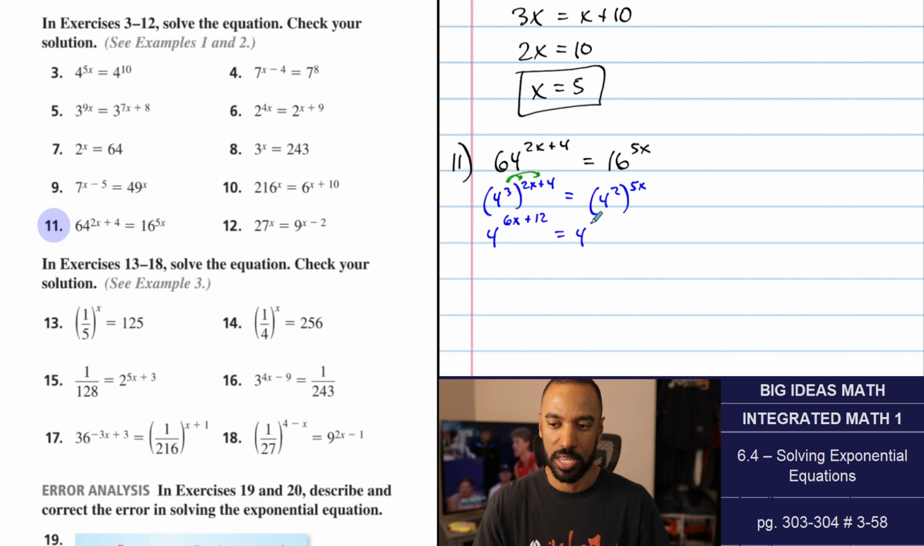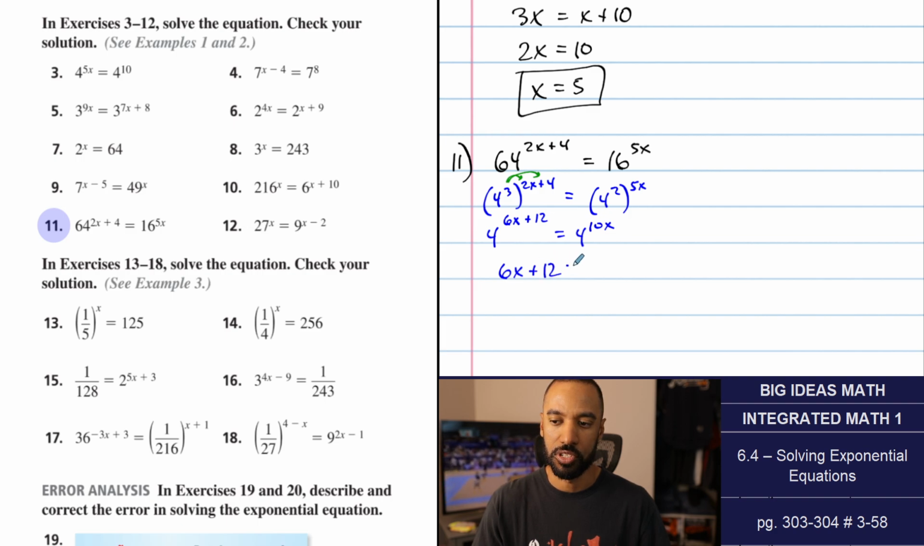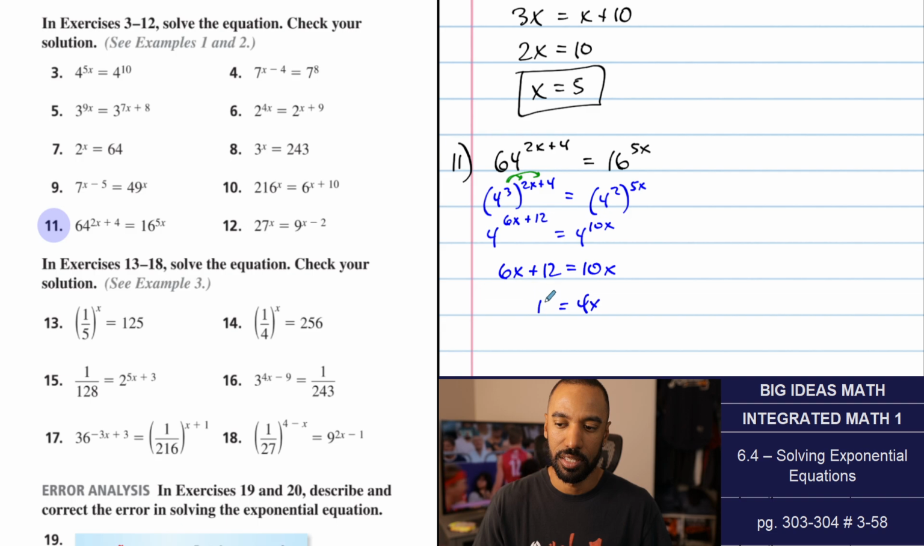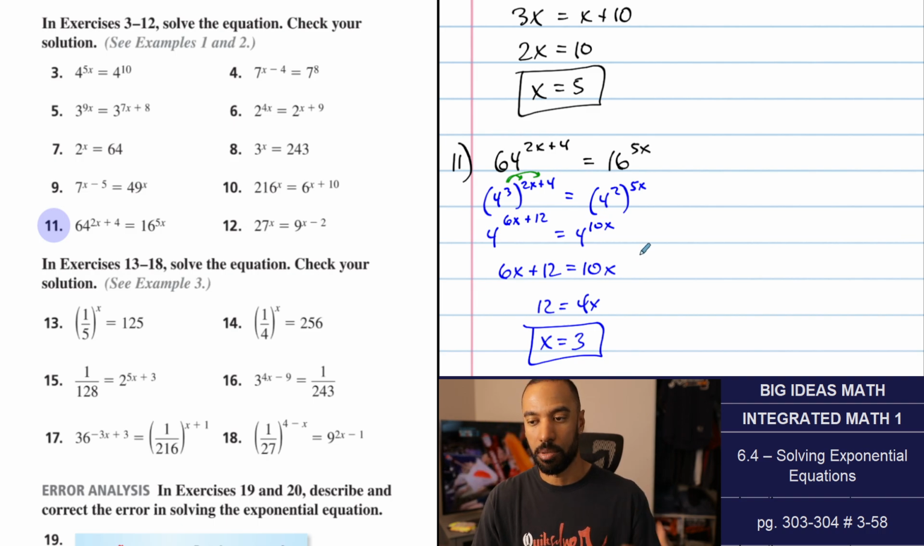And 2 times 5x is 10x. So you have this here. Now the bases match, and you can set the exponents equal and solve. 6x plus 12 equals 10x. You can subtract 6x from both sides and divide both sides by 4. You get x equals 3. Now, that was with 4 as the base to match with.